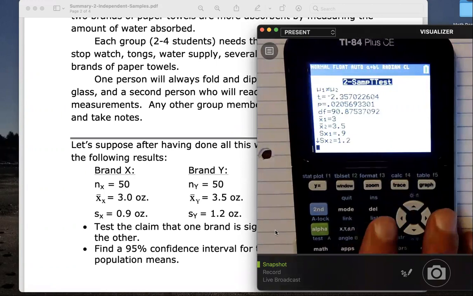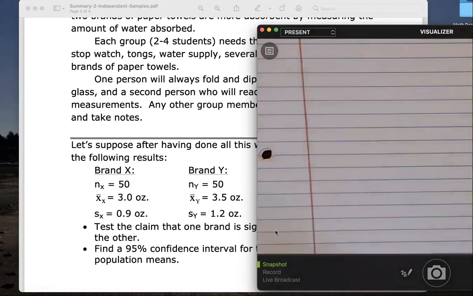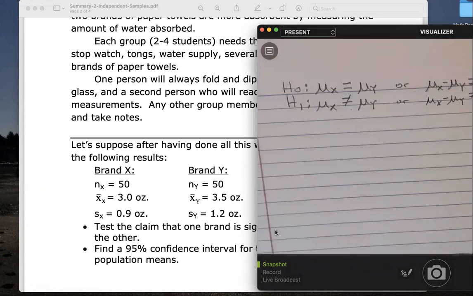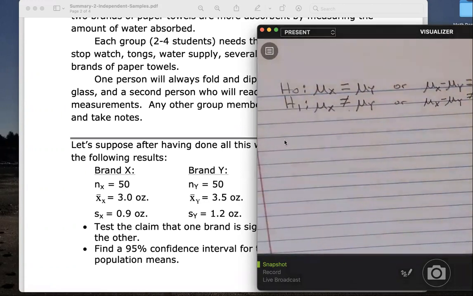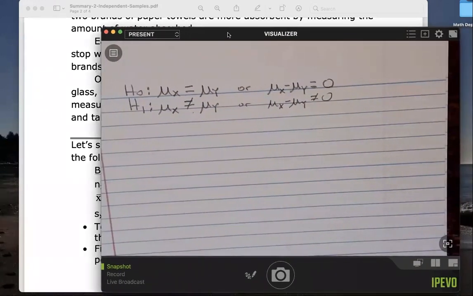Okay, so we got our test statistic, our p-value, and I want to make my sketch. Of course I do. I think I can scoot this over a little more.